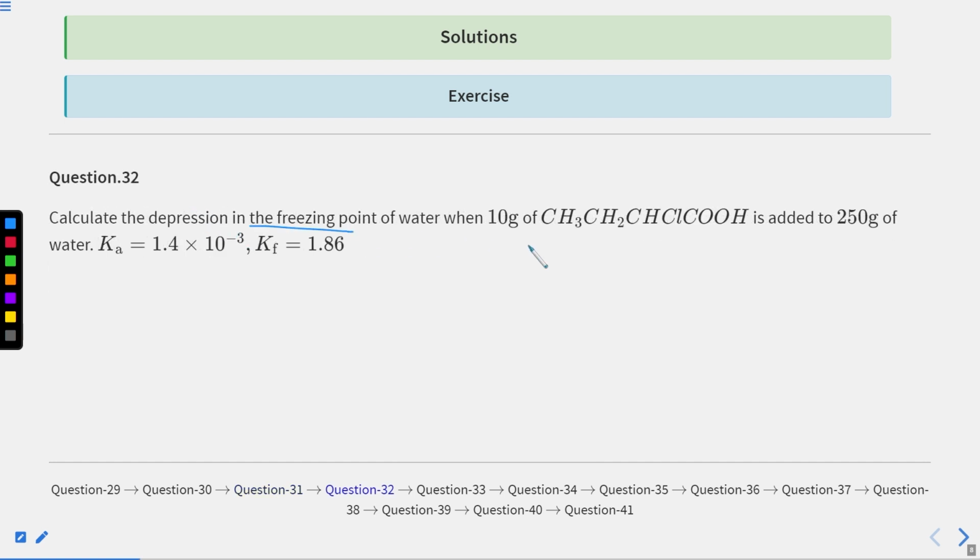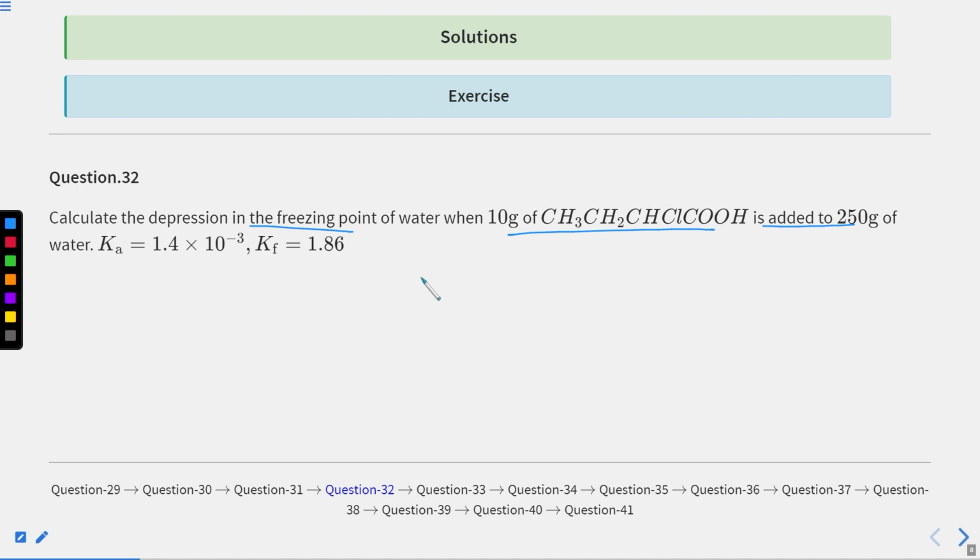Calculate the depression in freezing point when 10 gram of this is added to 250 gram of water. Ka is given, Kf is given. So how will we solve it? First, what we have to do is find the concentration of this acid that is being dissolved in water or that has ionized. For that, Ka is provided.